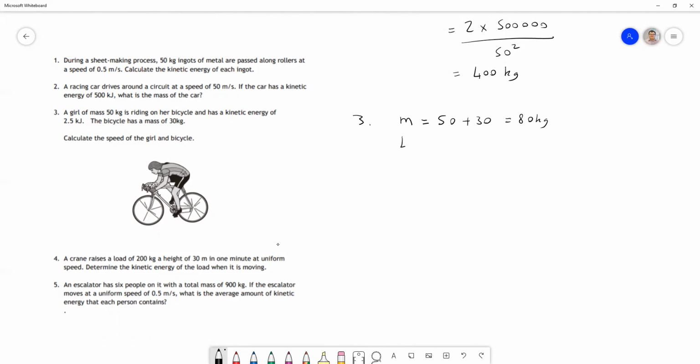So 50 plus 30 is equal to 80 kilograms. And we're also told the energy of the system is 22.5 kilojoules, and as I mentioned, we convert this into joules.